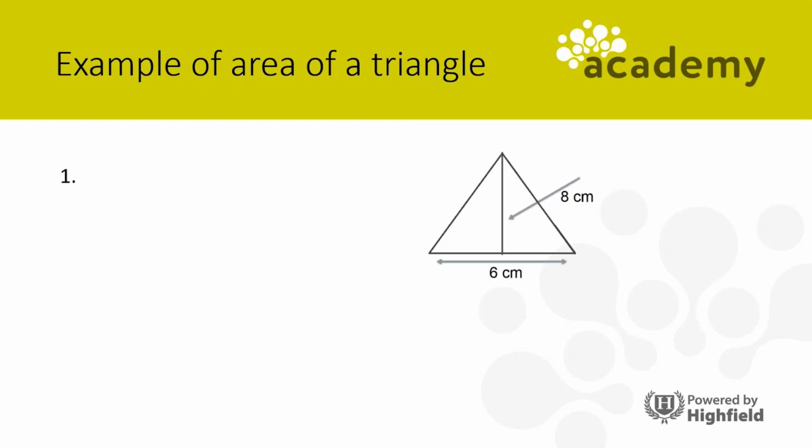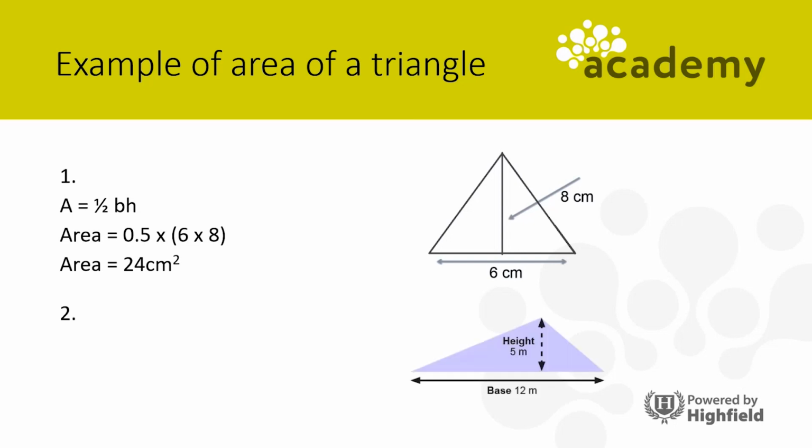So in this first example, using the equation, the area is half of 6 times 8, because the base is 6 and the height is 8. So the area is 24 centimeters squared. In this second example, using the same equation, the area is 0.5 times 12 times 5, because the base is 12 and the height is 5. The answer is 30 centimeters squared.